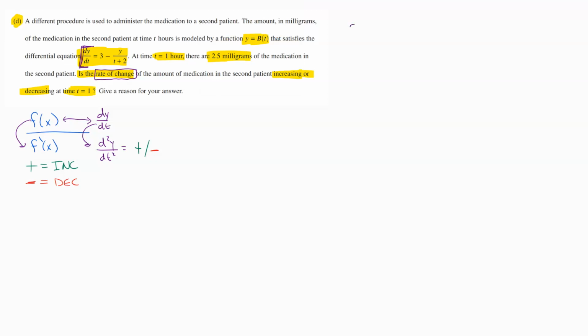We come over here, we've got dy dt equals 3 minus y over t plus 2. Whenever you notice that you've got your variables commingling in your problem here, bells and whistles should be going off that you're going to need to do implicit differentiation. That's what we're going to have to apply here. To find this derivative, we're going to have to use implicit differentiation.